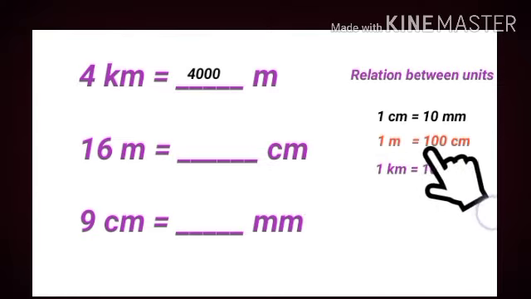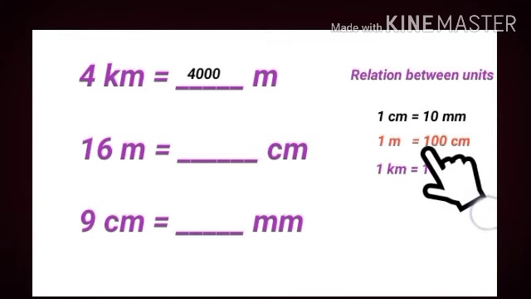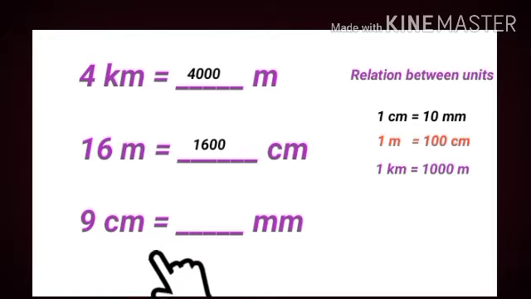Now you can come to the relation. 1 meter equals 100 centimeter. So by which number you have to multiply? Yes, you are right. You have to multiply with 100. If you multiply, you will get 1600 centimeter.